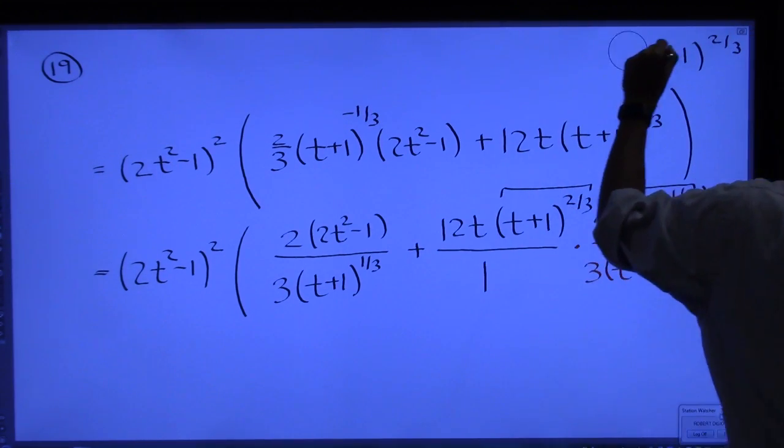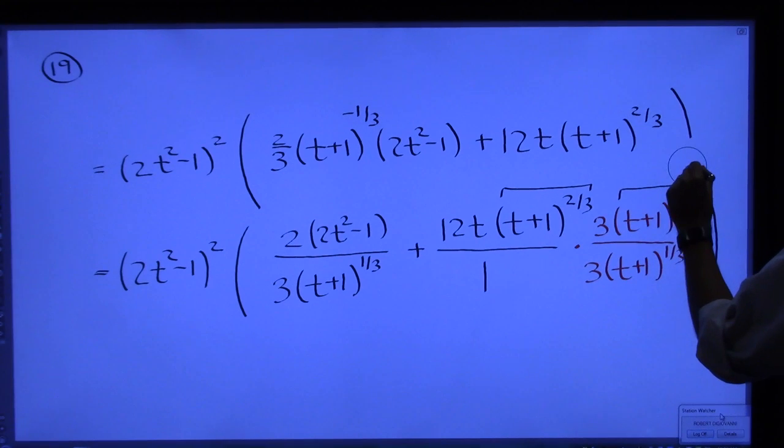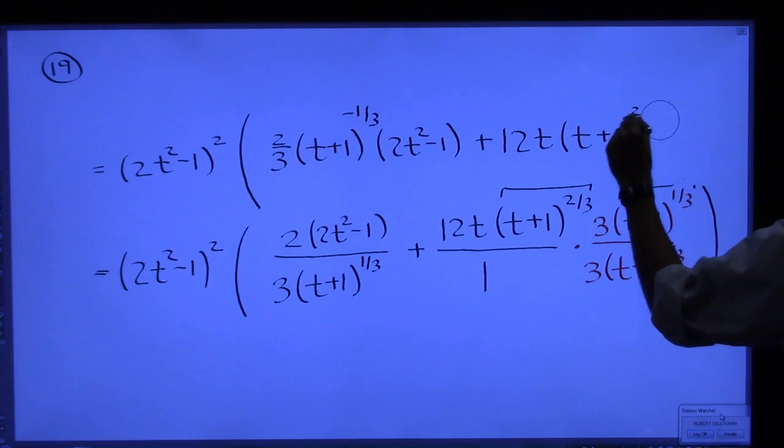I need some more room. I think it's a little slower with me using this board. Oh shoot. Get rid of all that.